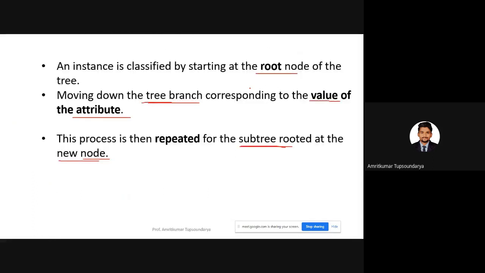Then we defined how this particular decision tree is formed, from a root node traversing down the tree branches corresponding to the values for those particular attributes, right? This process is repeated for the subtrees rooted at the new node. We discussed the left tree and right tree.